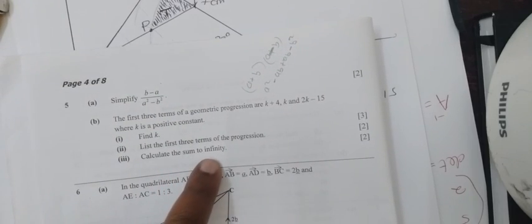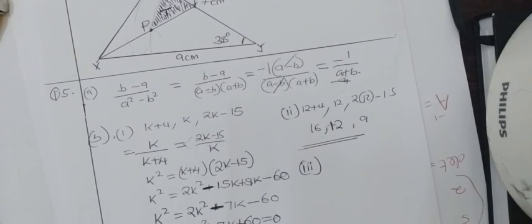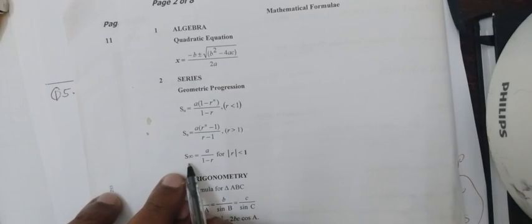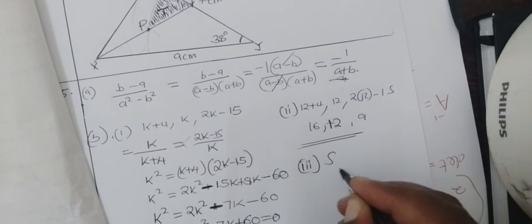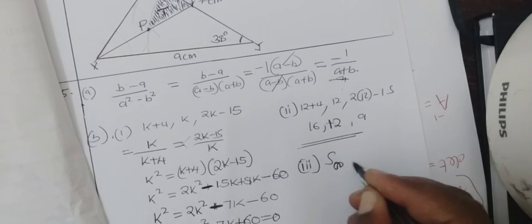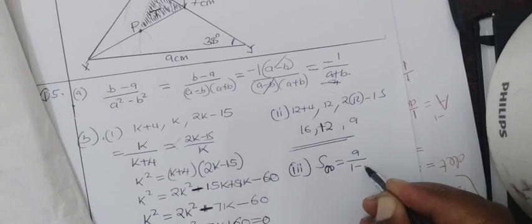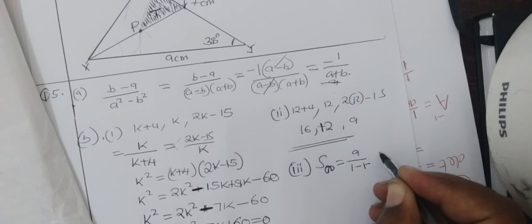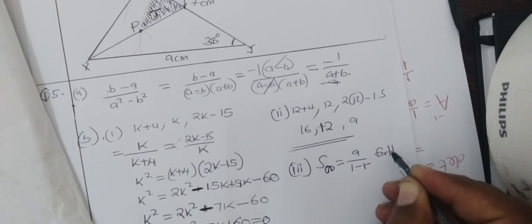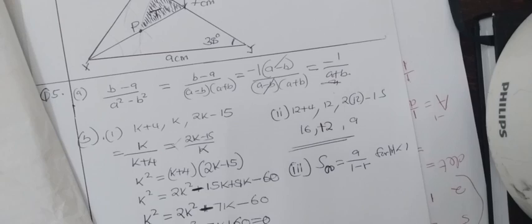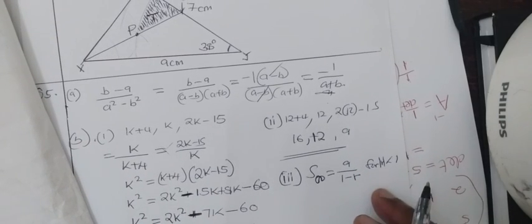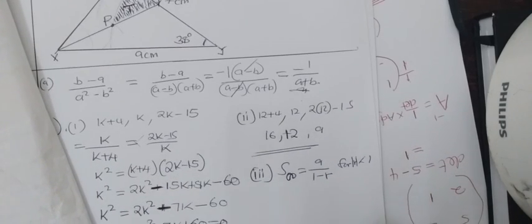Calculate the sum to infinity. Now, don't need to worry, the formula is given here. This is the formula for the sum to infinity. Alright, so we are saying sum to infinity is equal to A over 1 minus R, for the absolute value of R less than 1. Otherwise, if it is greater than 1, then you cannot find the sum to infinity because it will be expanding. So it has to reduce.